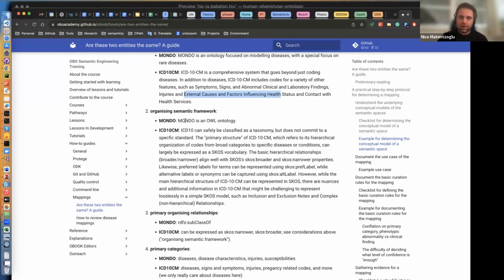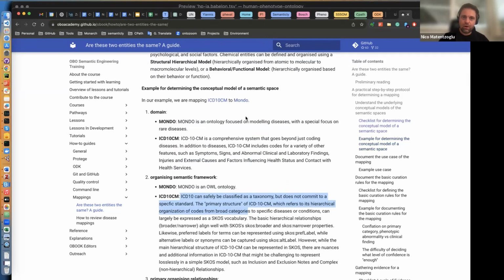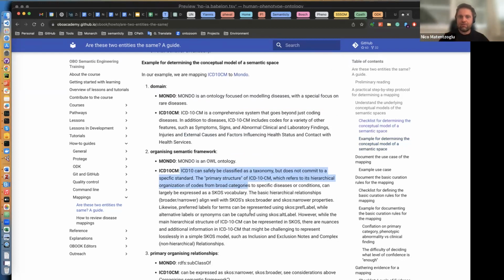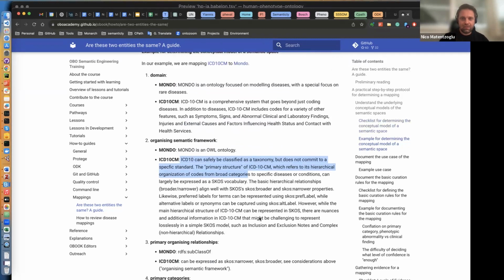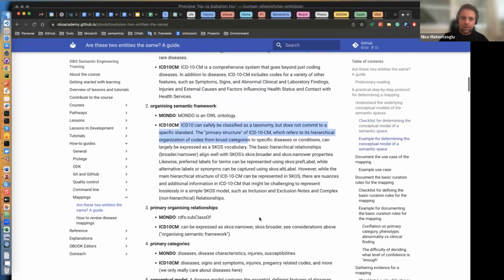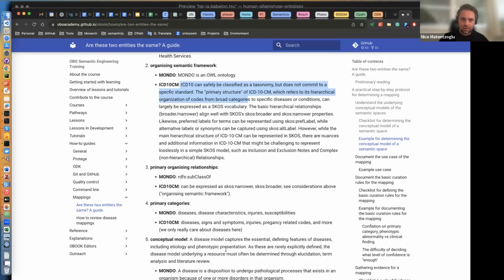In terms of organizing framework, we said Mondo is an OWL ontology. ICD-10 is actually difficult to classify. When I tried to do it, you can say that if you're looking only at the primary organizing relationship, it's like a taxonomy. But if you look around, there are a lot of different other relationships in ICD-10. So it's a very weird hybrid, actually. But the primary relationships can be classified sort of as a taxonomy.